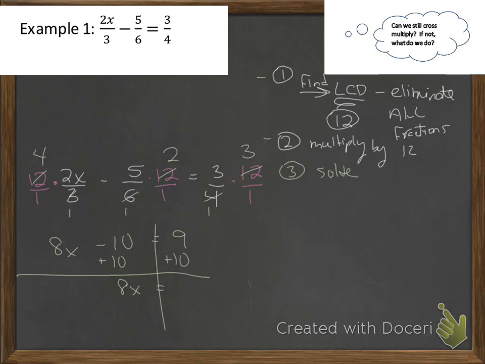8x is equal to 19. Okay, and then I just divide both sides by 8, and I will leave my answer as an improper fraction. And that's it. So again, if the LCD thing confused you, if you're lost on that, please watch those supplemental videos. Otherwise, just continue on to the next example.